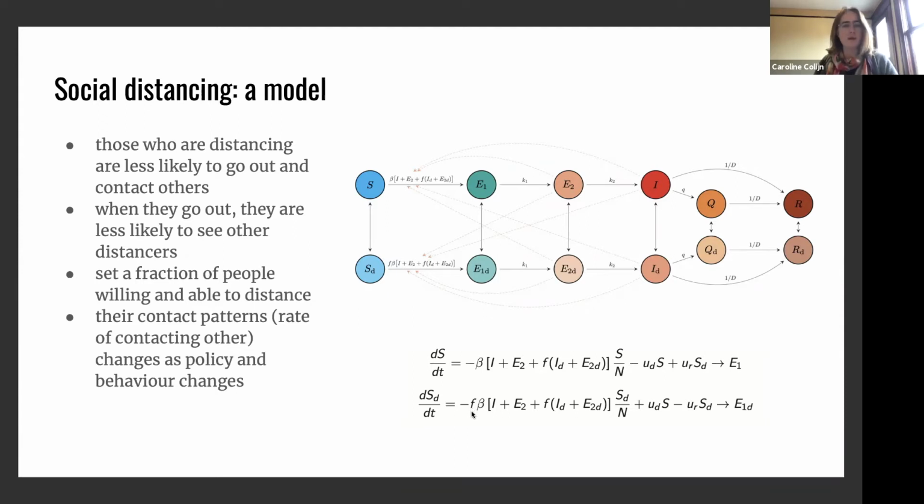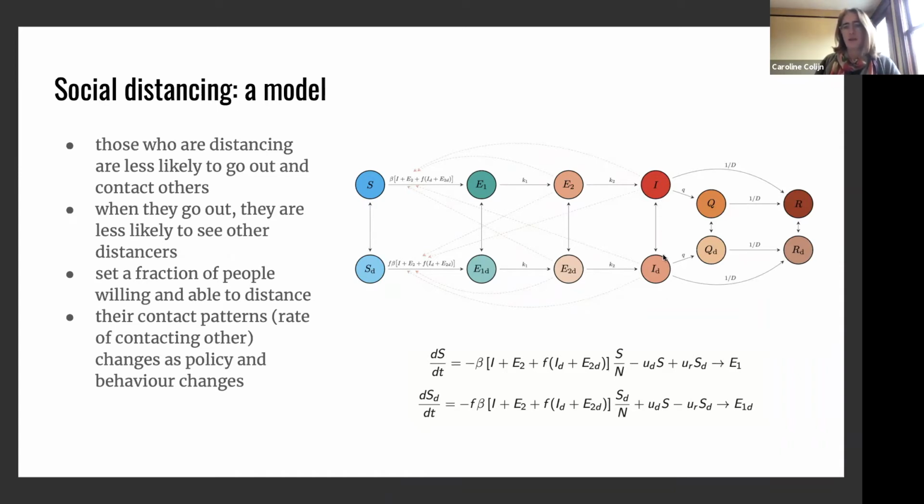So they get a reduced transmission rate to them. And when they go out, they're less likely to see other distancers, and everyone is less likely to see distancers when they go out because they're less likely to go out. So they also have a reduced transmission rate from them. And their contact patterns, this F, we allow to change as policy and behavior changes. So F is kind of a driver of the strength of social distancing.